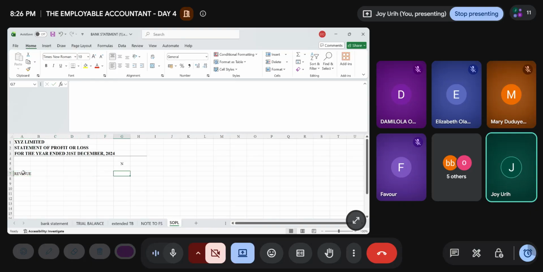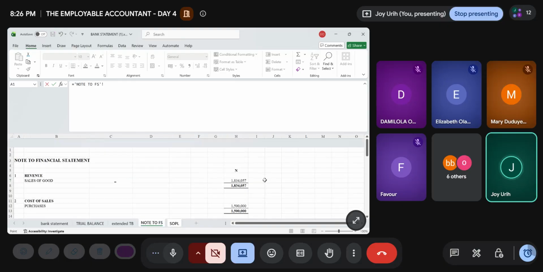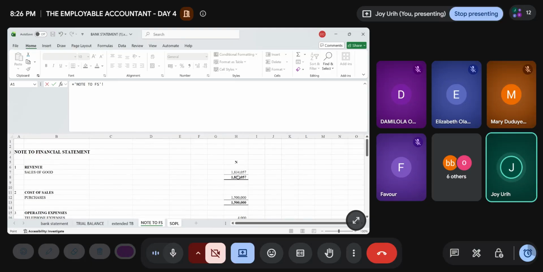So now that I've written my revenue, I'm just going to go over to the note to the account and pick the figure for revenue. Using the same method I've been using to pick figures, I'll type in equal to, go to the note to the account and pick the figure.